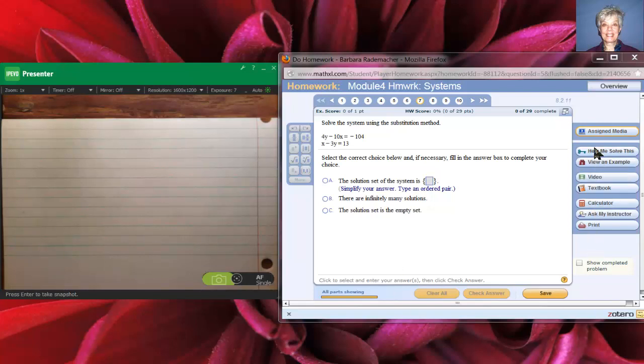So notice you have lots of help buttons over here. We're going to be solving a system by substitution. Okay? And here's the system we're going to be solving.